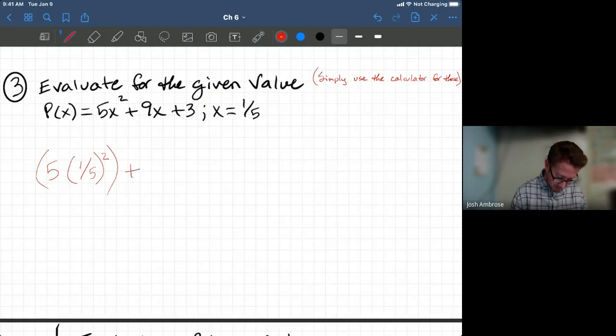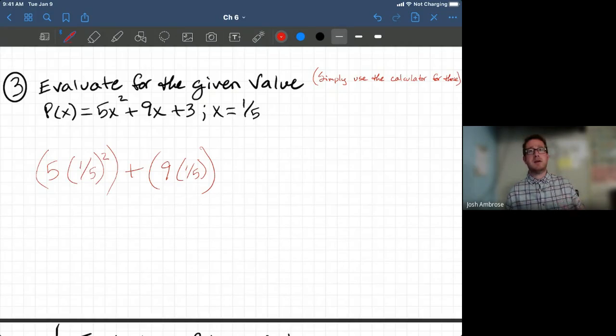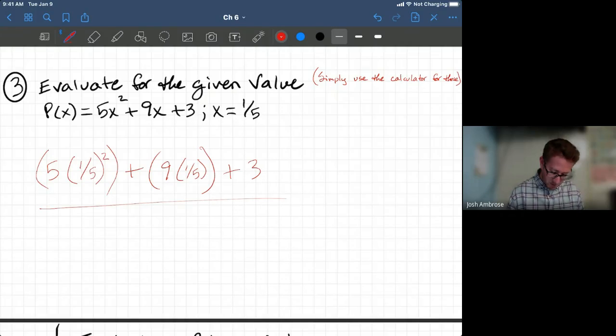Then do a plus sign, then another set of parentheses, 9, another set, because you want the calculator to understand that 1/5 is a fraction altogether. And then plus 3. If you plug it into your calculator just like this, with all those parentheses, everything should work out to just getting an answer of 5.